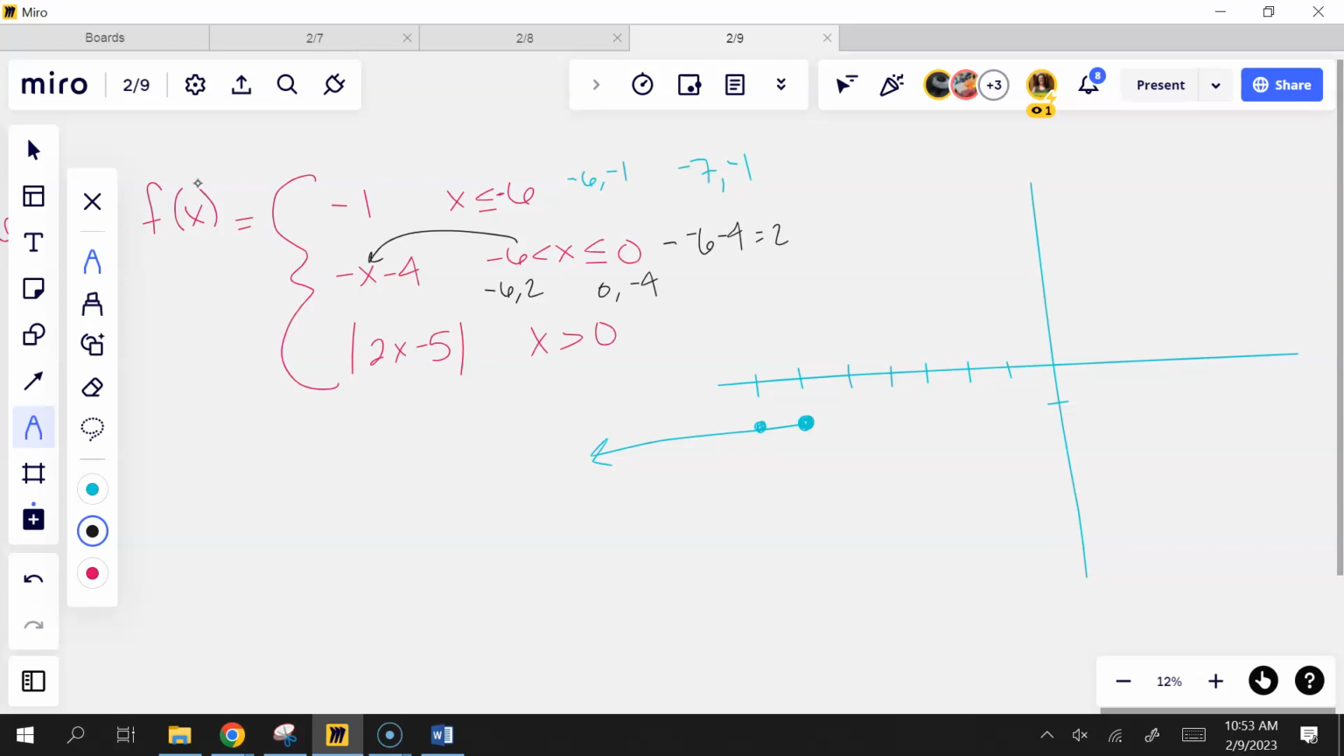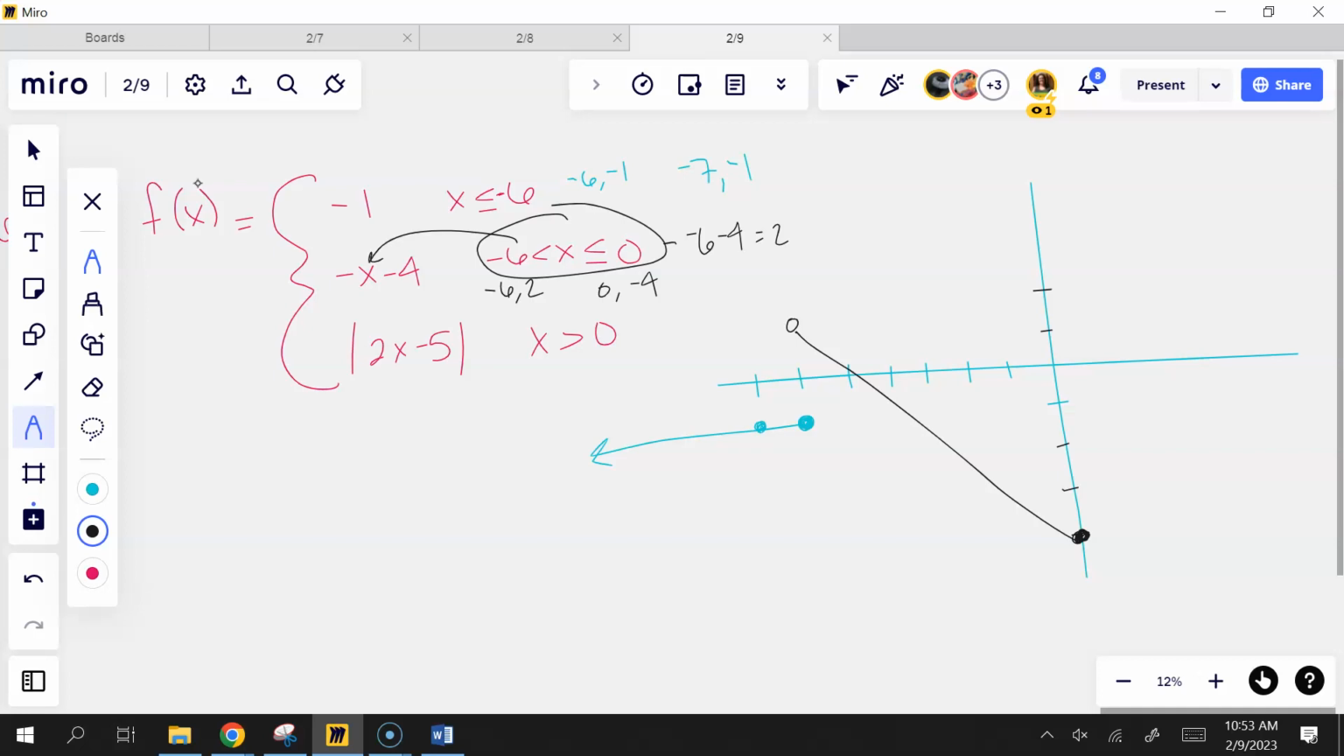Open or closed? First one's open. Second one's closed, right? All right, so -6, 2, open. And then 0, -4 is closed. Why is there like an arrow? Because it's sandwiched between these two numbers, so it stops.